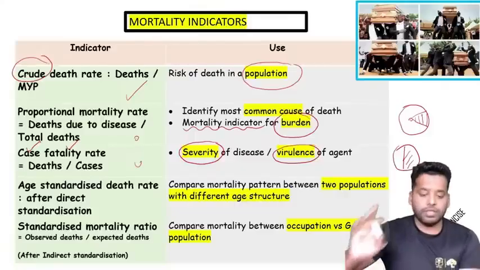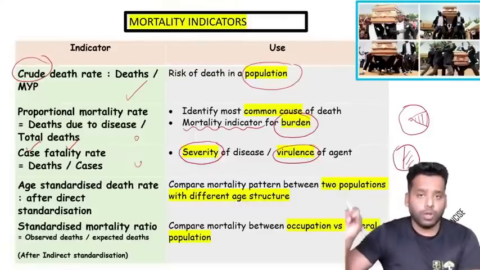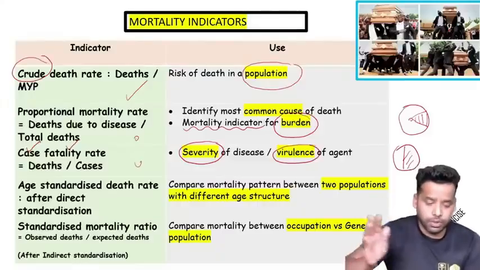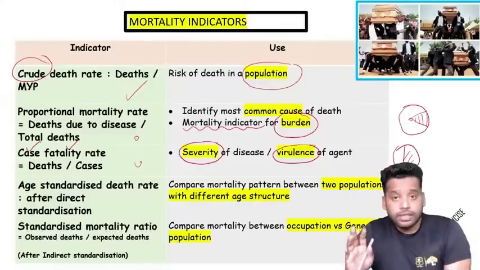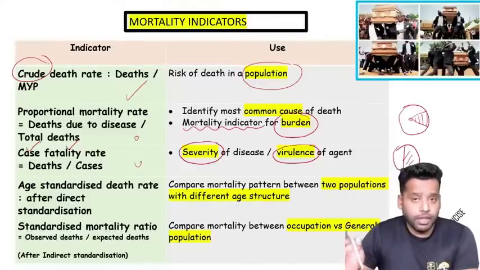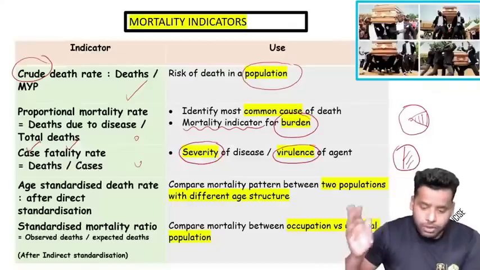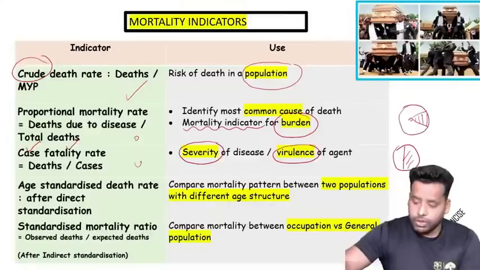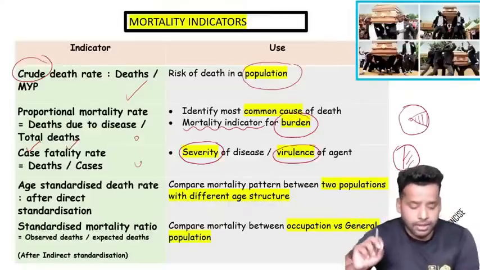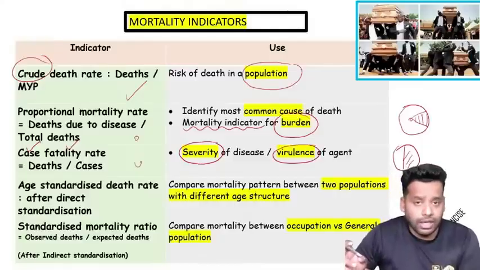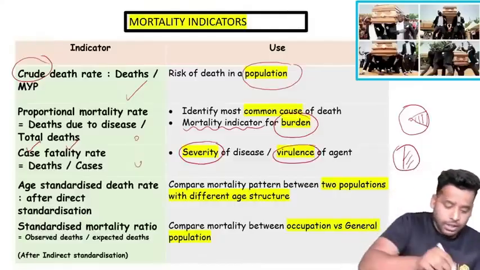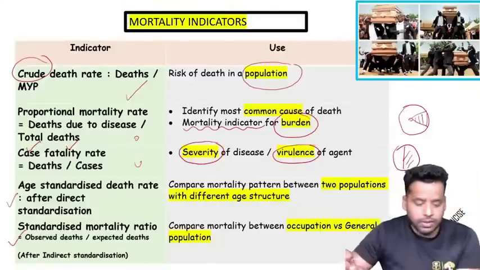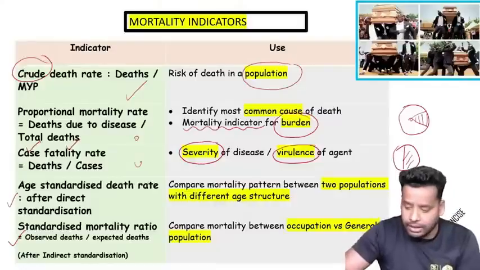So if they ask you to match the following: simplest indicator of mortality, crude death rate. Mortality indicator for burden, proportional mortality rate. Severity or killing power, if they mention this word, it is case fatality rate. Usually we ask questions on these three. If at all they frame questions on standardized death rate and standardized mortality ratio, we have discussed standardized mortality ratio in the classes in detail. One short session is giving more of the content in a crisp way.